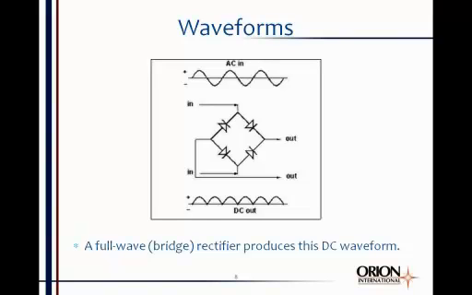You can take that same AC waveform and run it through a 4-diode bridge-type rectifier and have a fully rectified AC waveform that you see at the bottom of the page there, the DC out. Again, that may not look a whole lot like a DC, but it is definitely DC because the waveform is positive the entire time. It never swings across the 0-volt axis, never goes negative.